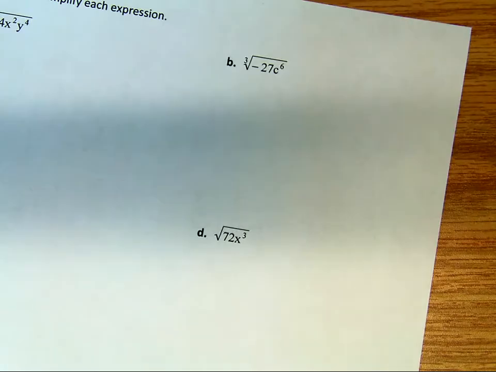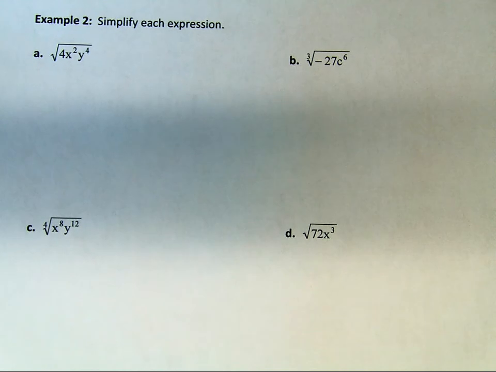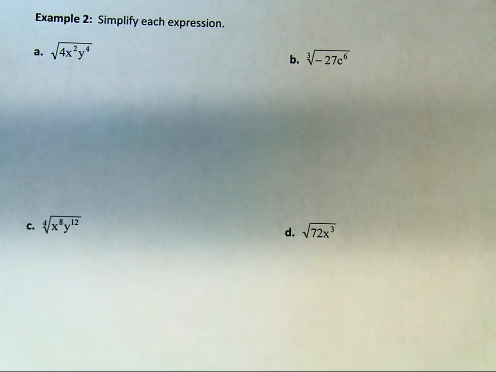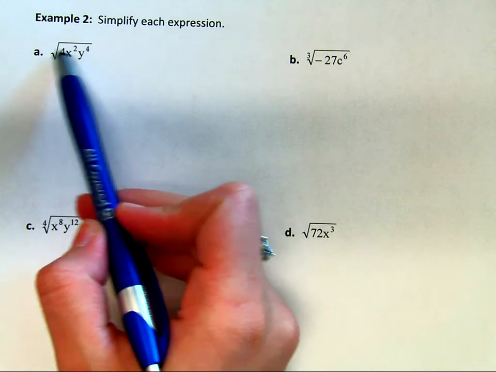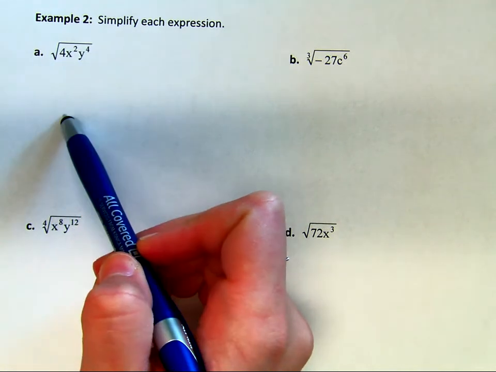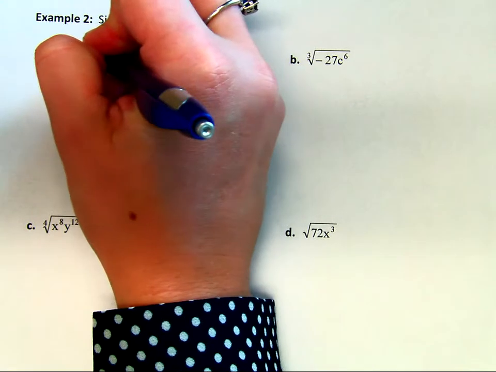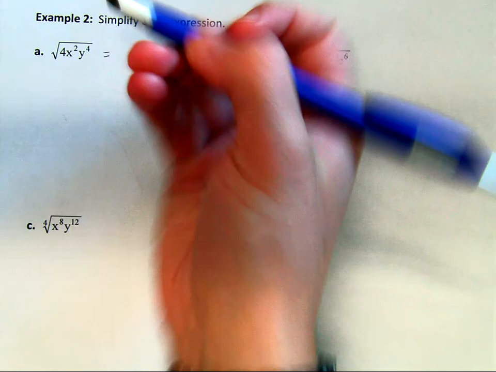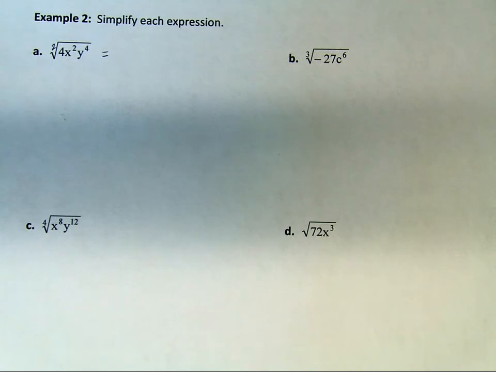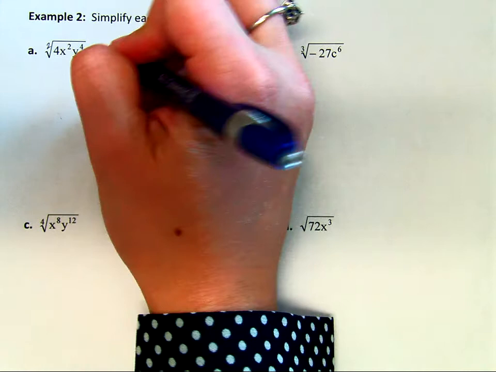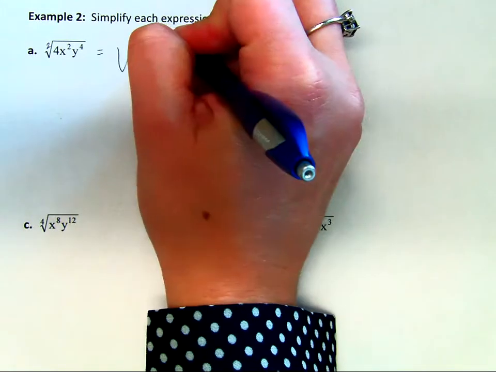Okay, here we go. Example 2, we're going to simplify, and some of these will not be perfect squares or perfect cubes, so we can't just type them right into our calculator. We're going to have to use this product property. So I've got the square root of 4x squared times y to the 4th. Most of you know 4 is a perfect square, so I'm going to write it in terms of its perfect square. My index, if it's not written there, is assumed to be a 2. So I'm going to rewrite 4 as 2 squared.